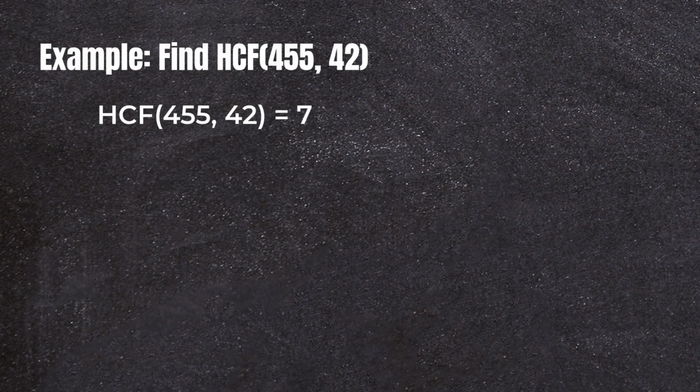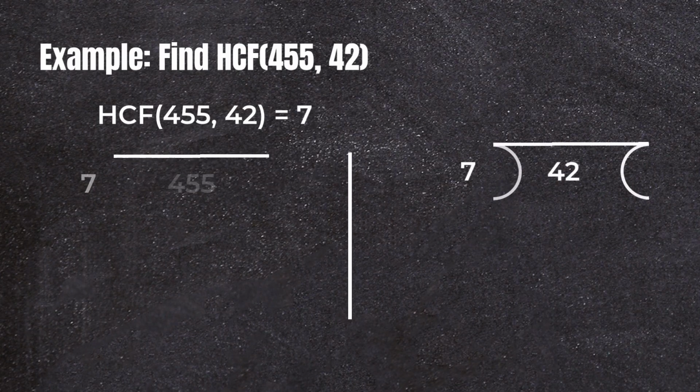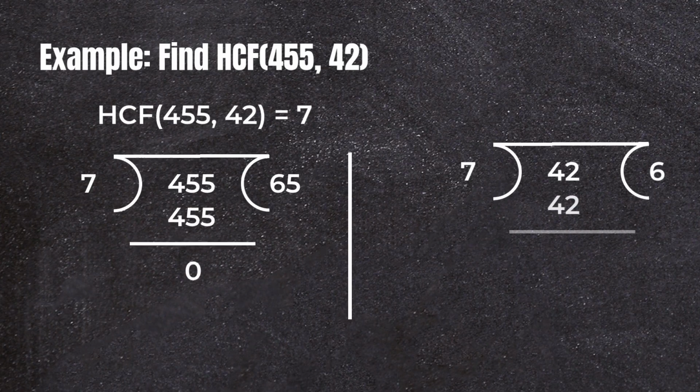As a sanity check, both 455 and 42 divide evenly by 7, giving integers 65 and 6. That confirms our result. The same logic applies for any pair of integers. Repeated application of the lemma reduces the problem, and the last divisor is the HCF.